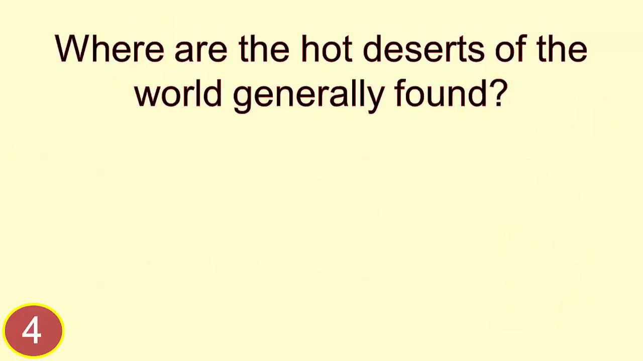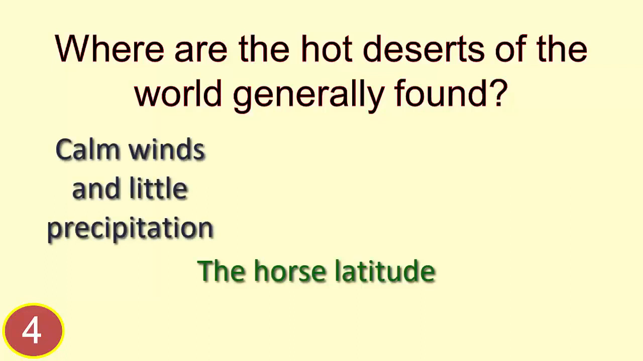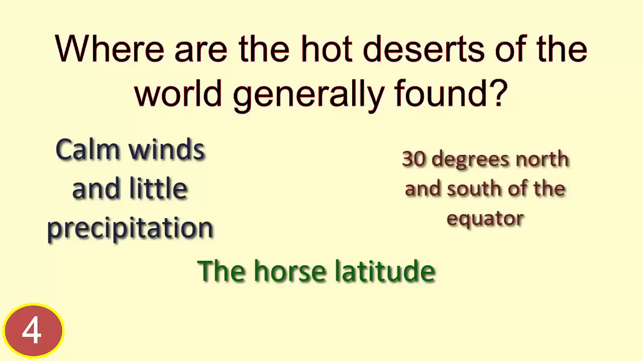Where are the hottest deserts of the world generally found? Answer is the Horse latitudes. The Horse latitudes are subtropical regions known for calm winds and little precipitation. They are located at about 30 degrees north and south of the equator.